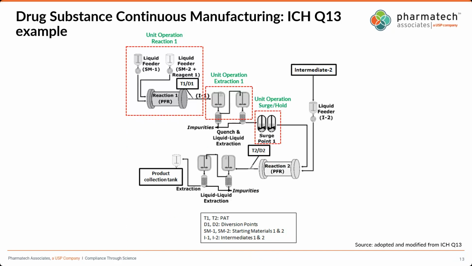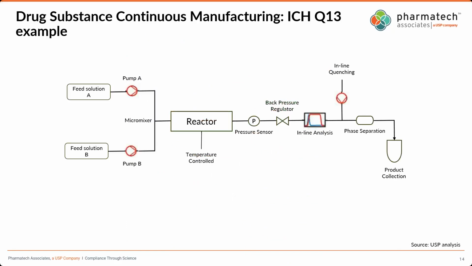Now if you want to break this continuous manufacturing line into individual unit operations, this is what a simplified continuous manufacturing would look like. But if you still want to break it down further to understand the simple components of continuous manufacturing, Richard, can we go on to the next slide, please? So this is how a typical continuous manufacturing would look like for an API.